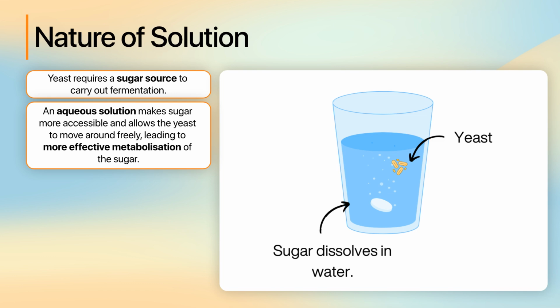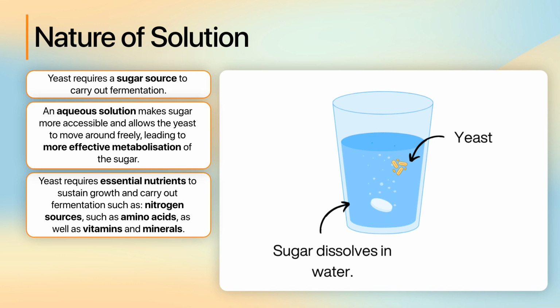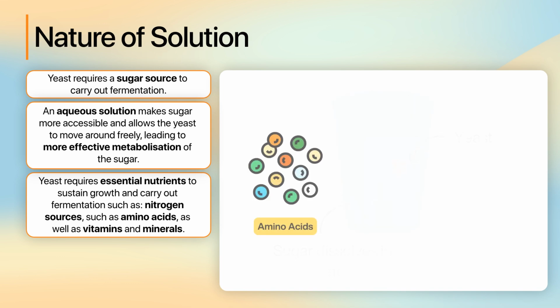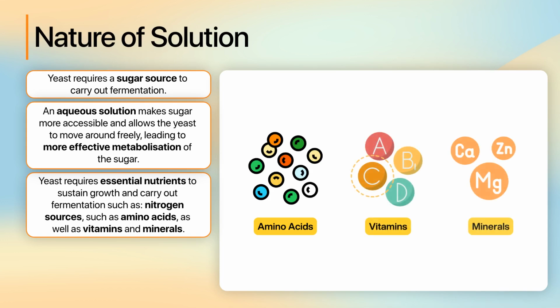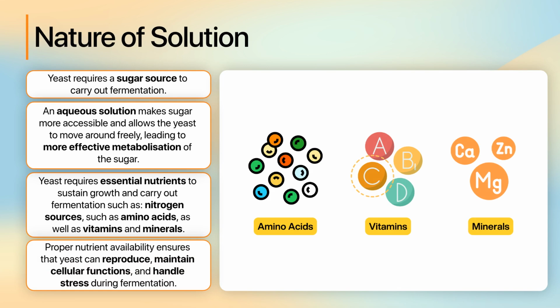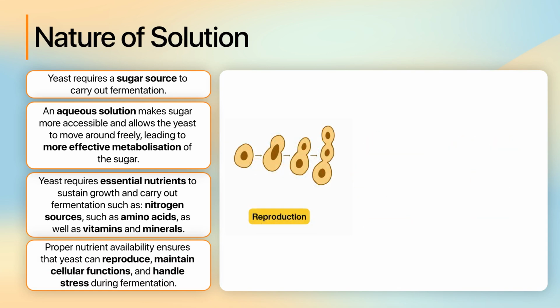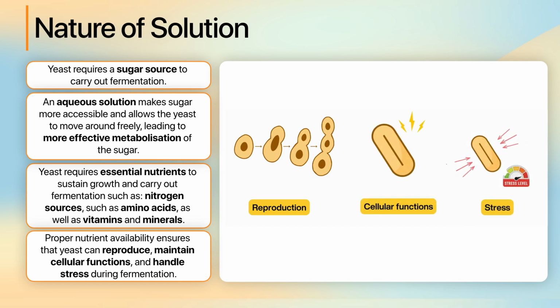Beyond sugars, yeast requires essential nutrients to sustain growth and carry out fermentation. These nutrients include nitrogen sources, such as amino acids, as well as vitamins and minerals. Proper nutrient availability ensures that yeast can reproduce, maintain cellular functions, and handle stress during fermentation.